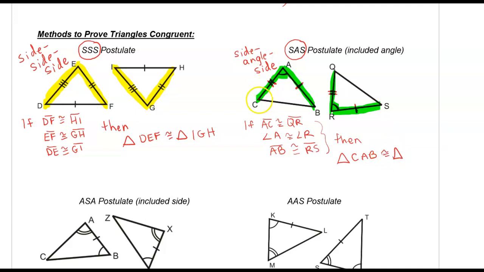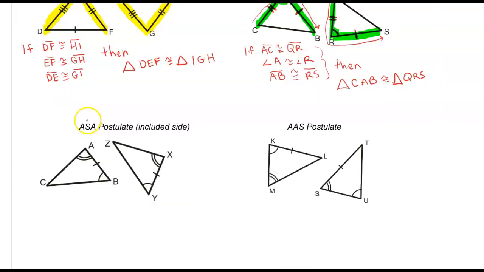When I walked the sides of CAB, I started at C, I went down the side with 2 marks, then I went down the side with 1 mark. So do that on the other triangle. Start at Q, which will take you down the side with 2 marks, and then across the side with 1 mark. So the other triangle should be called QRS.